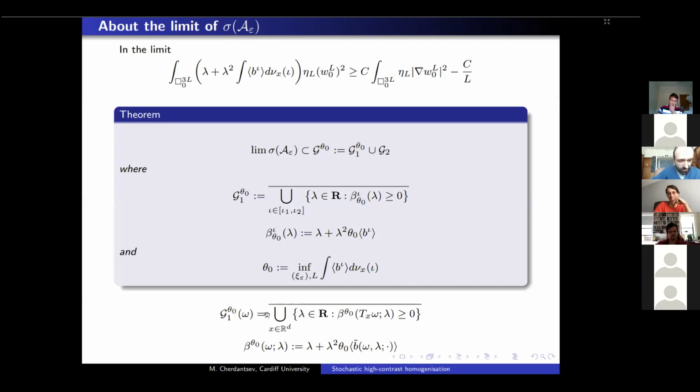So maybe I still have time for that. In fact, this is the way we define the set G1 theta naught in our paper. It's quite the same, just different notation. Here you consider only the shapes in one particular sample of the distribution of inclusions, and then you need to take the closure of this set. It means that you can recover this set from one typical omega and one typical trajectory T_x omega.